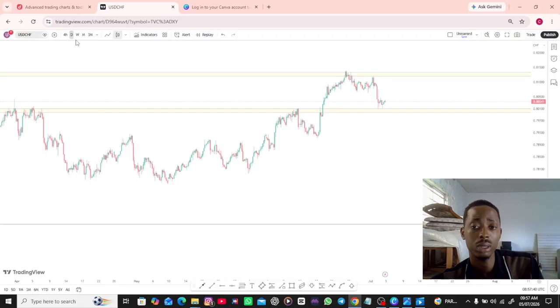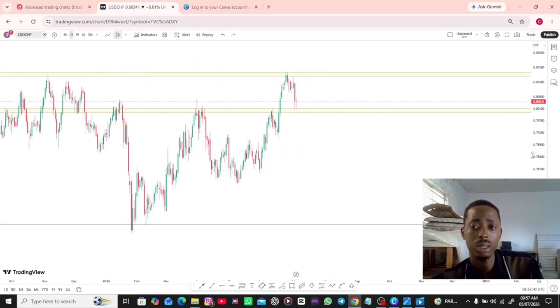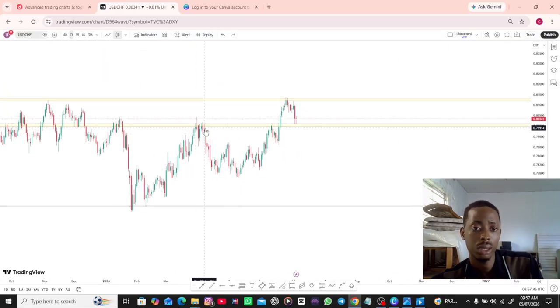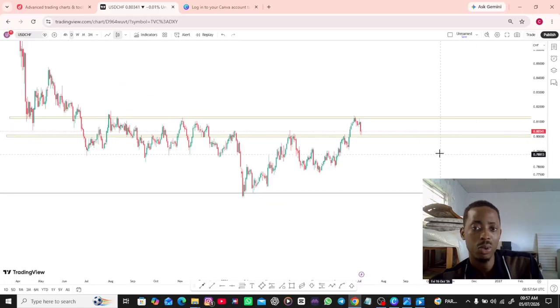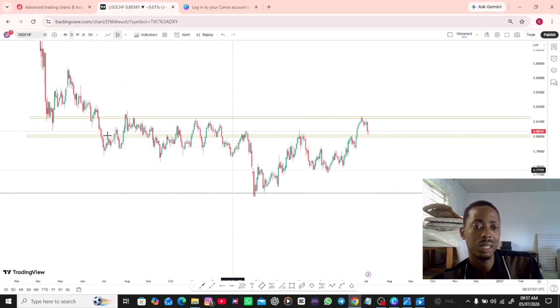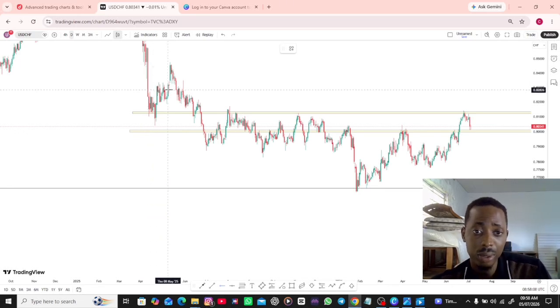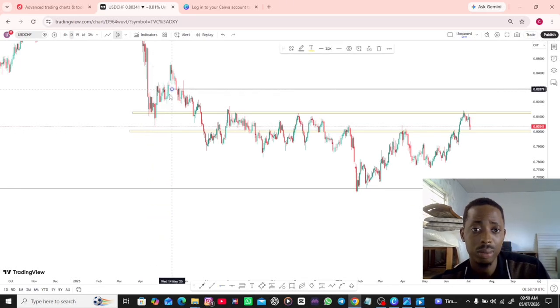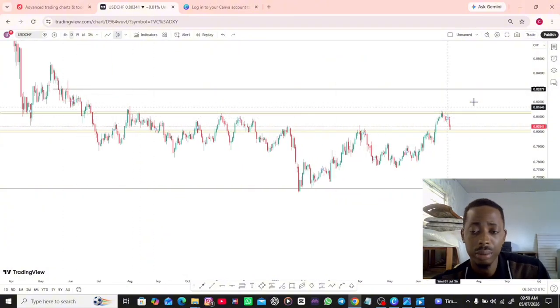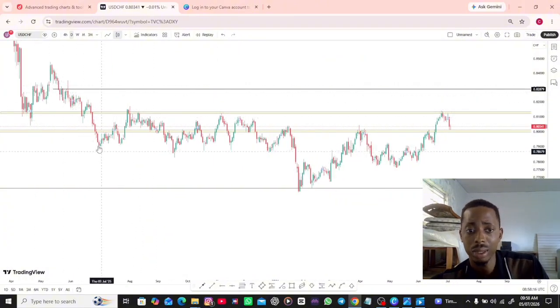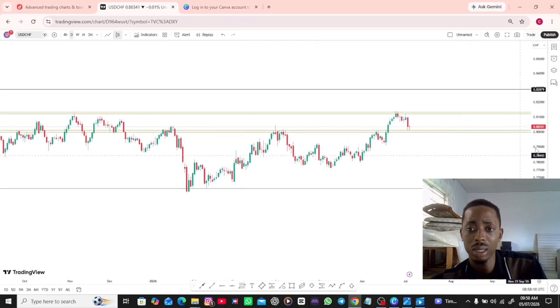Let me go back on the daily time frame though. On the daily time frame, this is still the level that is kind of holding USD CHF. So this level decides which way the market is going to go. Let me find a high above here. Let me take that high, because this is the high that printed it down.